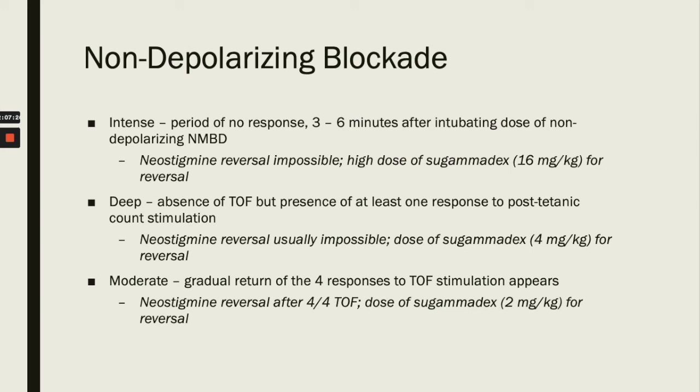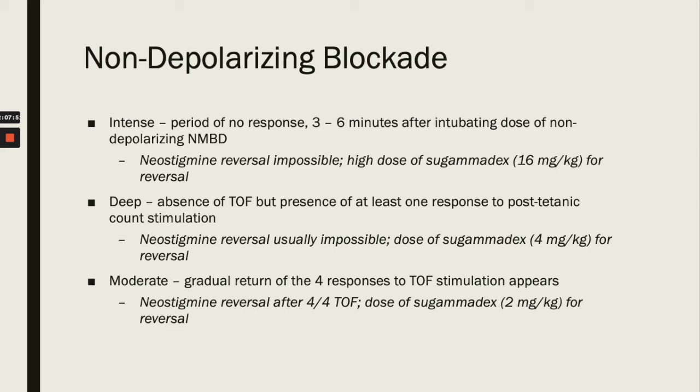For deep blockade, there is absence of a Train of Four, but there's presence of at least one response to the post-tetanic count stimulation, which was the previous one that we talked about. Neostigmine reversal is still usually impossible, but a dose of sugammadex at 4 milligrams per kilo can be used for reversal.